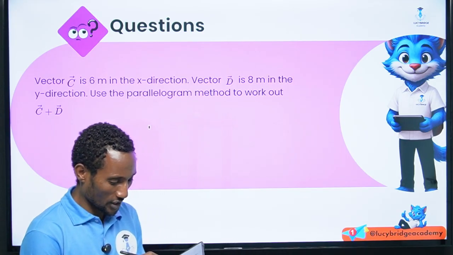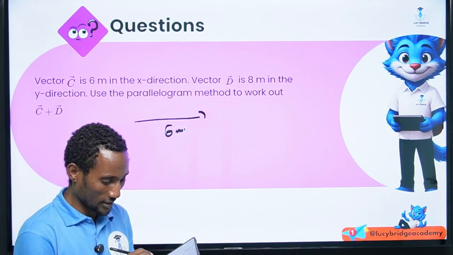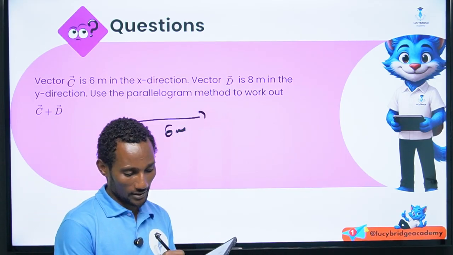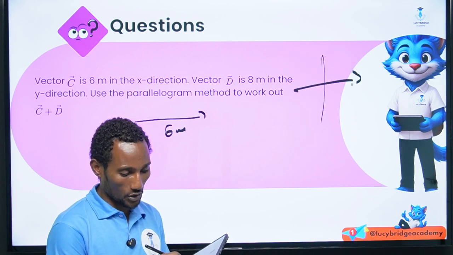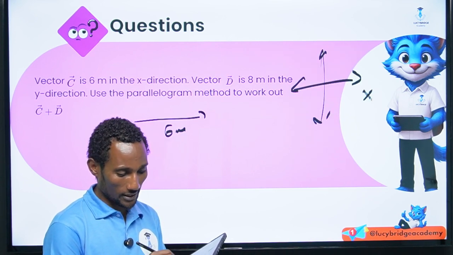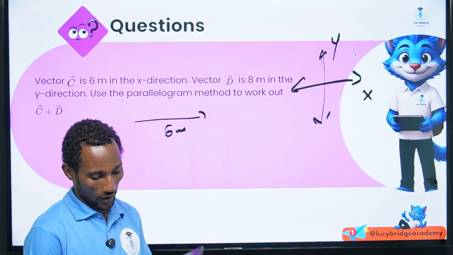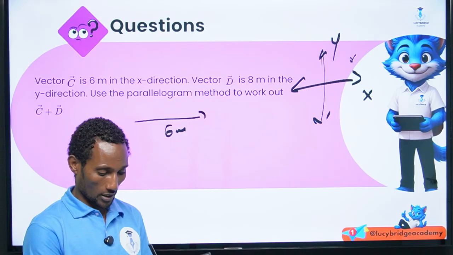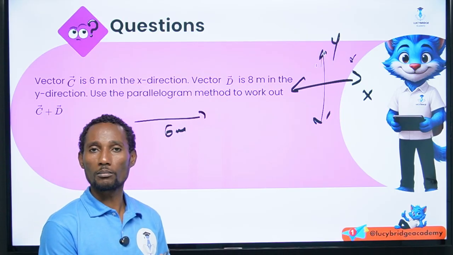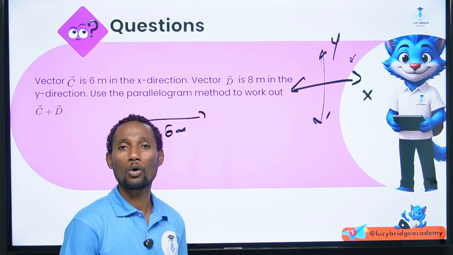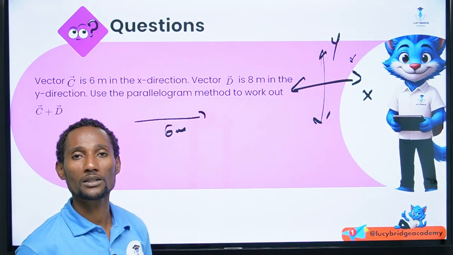Here, the vector C is 6 meters in the x direction, on the x-axis. Here you draw the axes like this, the x-axis and the y-axis, where the given vector is found. By having this, you can find how to draw a simple vector form.